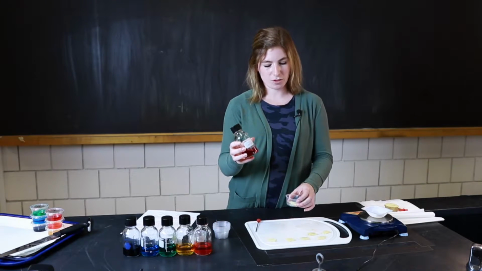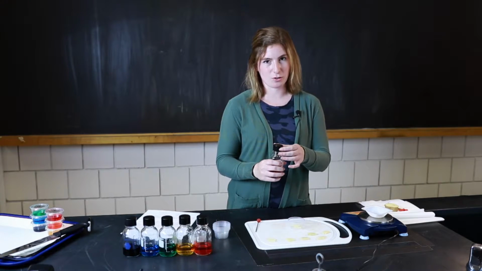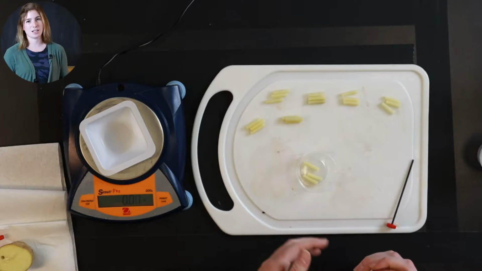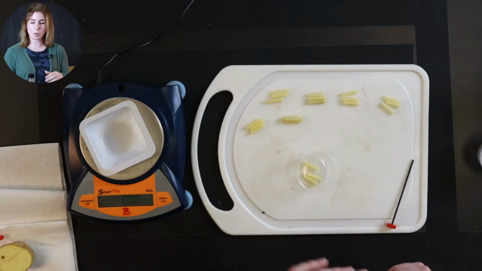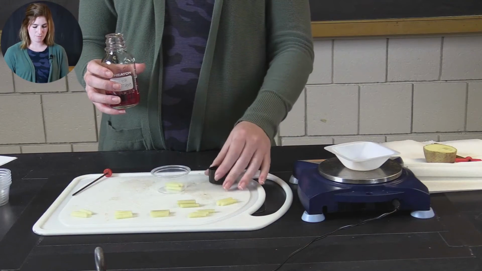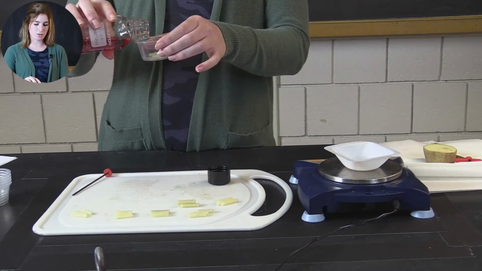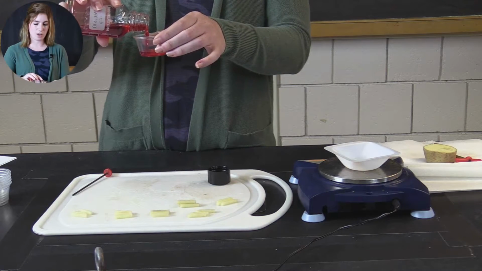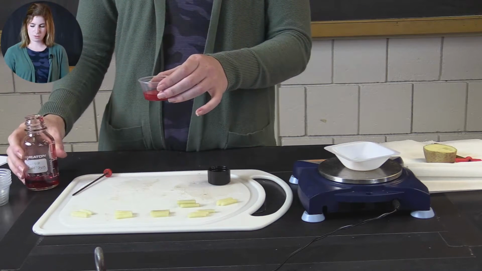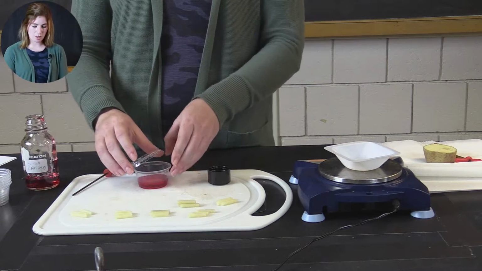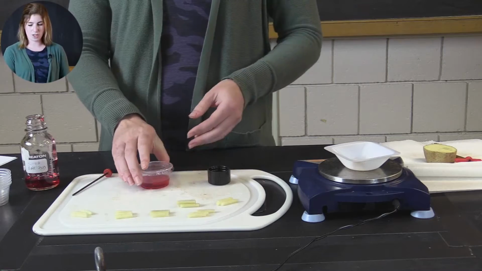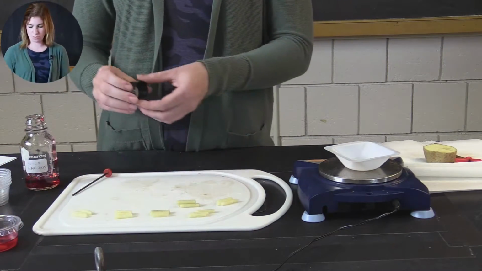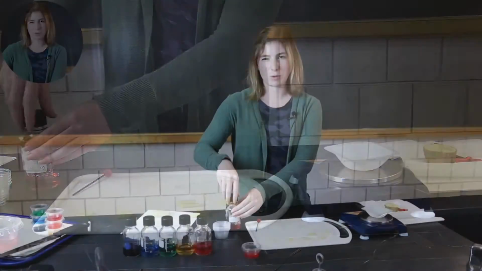I'm then going to cover it with the corresponding solution. So you'll see on your lab that it says red, orange, yellow, green, blue, and purple. I'm going to start with red, and I'm going to put just enough sucrose solution in here to cover up those potatoes. I'm going to put a lid on it because I would be leaving this overnight, and I don't want any evaporation to occur that might mess with my results.